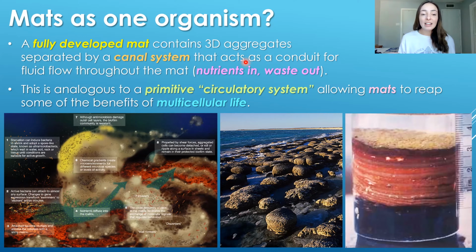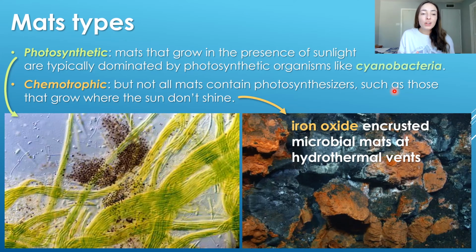And this is analogous to a primitive circulatory system, which is only present in multicellular life. So it's almost like these mats are one multicellular organism working together to have the entire group of communities living in harmony. It's so cool. But moving on from general mat development, let's talk a little bit about the different types of microbial mats that exist and how they differ from one another.